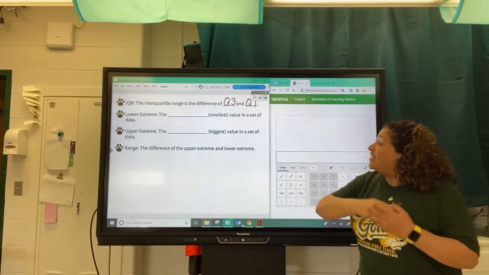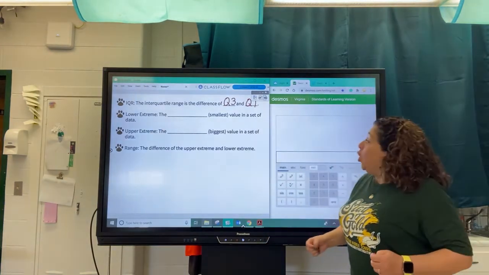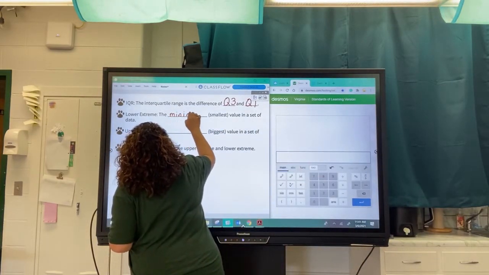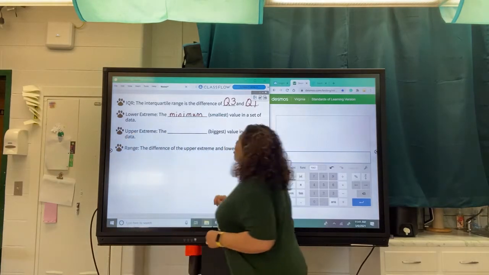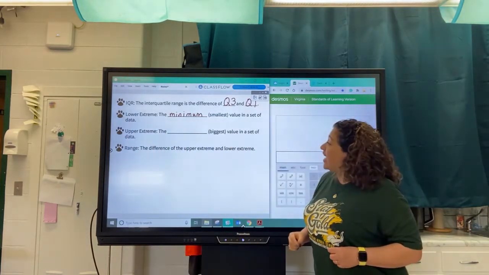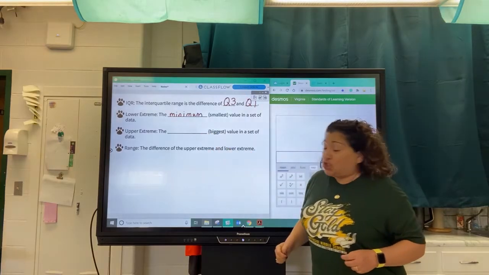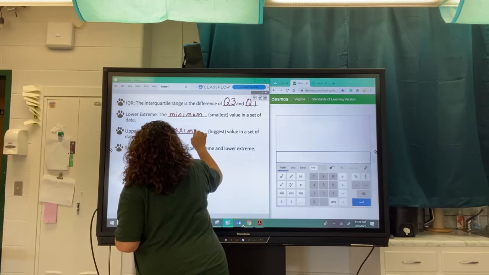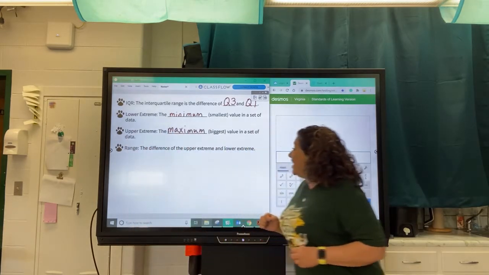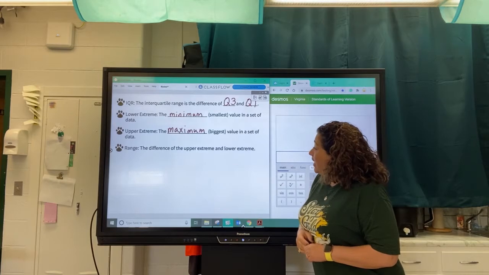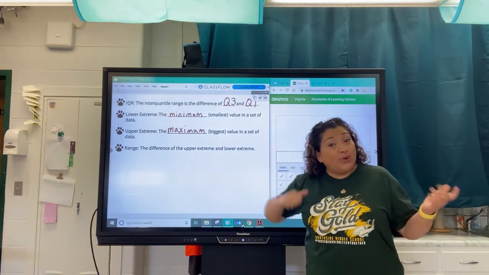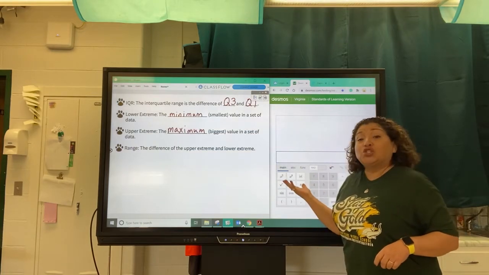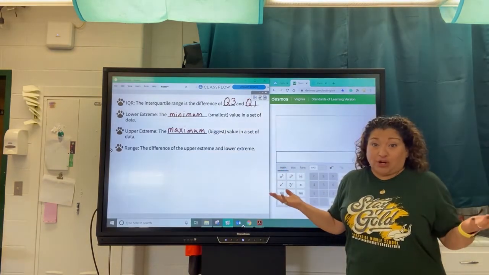Then we've got something called a lower extreme, which is the minimum or the smallest value in a set of data. Then we have an upper extreme, which is the maximum or the biggest value in the set of data. Then, of course, we have a range, which we just worked through before, which is the difference between the upper extreme and the lower extreme.